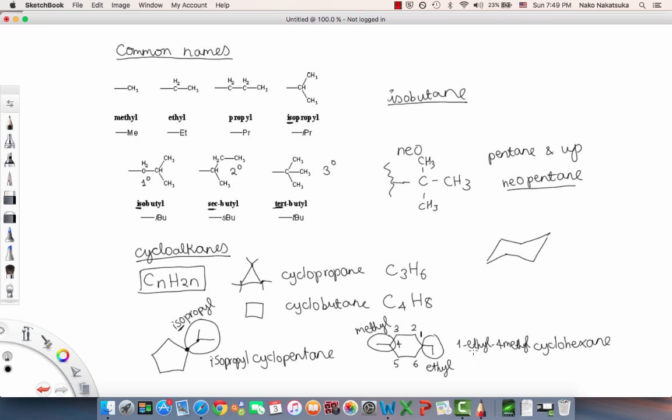cyclohexane. So you follow the same exact rules as what I went over based on the substituents, but when you just have one, you don't have to number it. When you have more than one, you always have to indicate where it is on the cyclic structure.